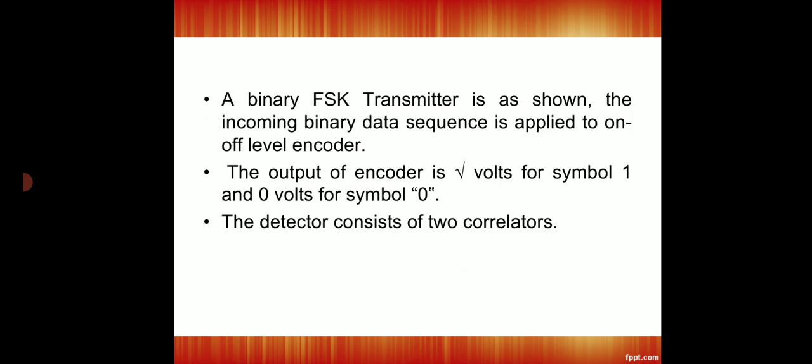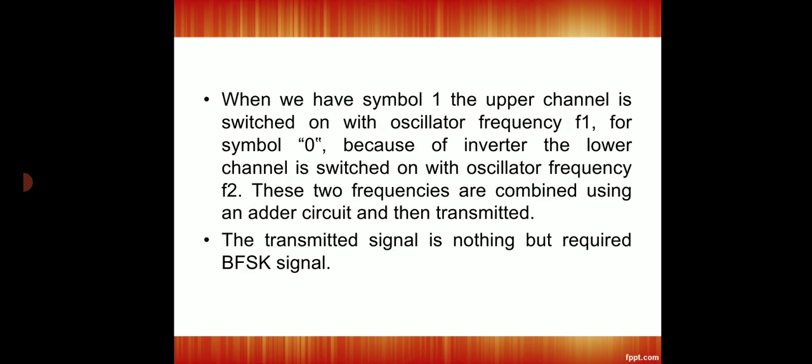This binary BFSK transmitter, as shown in the figure, has an on-off level encoder. The output of this encoder is 1 volt for symbol 1 and 0 volts for symbol 0. When we have the symbol 1, the upper signal is transmitted to the oscillator of frequency F1. For the symbol 0, because of the inverter, the lower channel is switched on, whose oscillator will have the lower frequency. Finally, these two signals are added and the signal is transmitted.